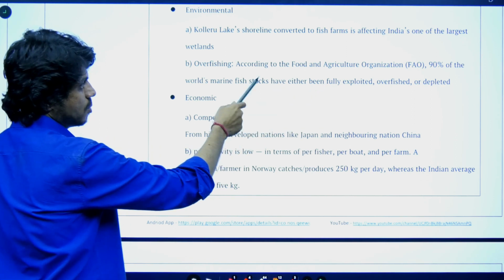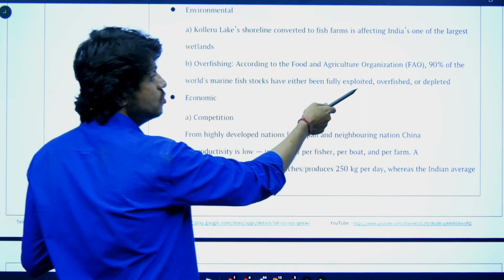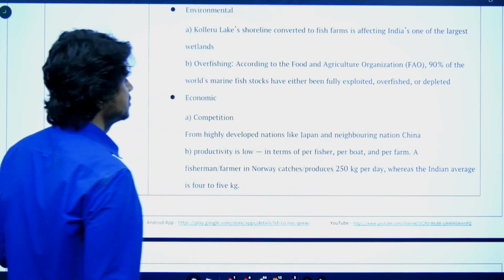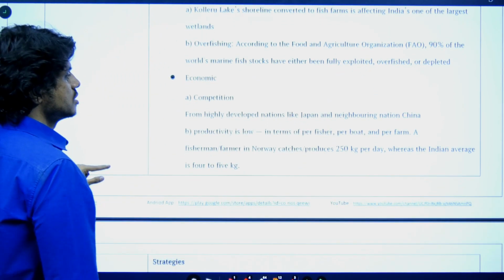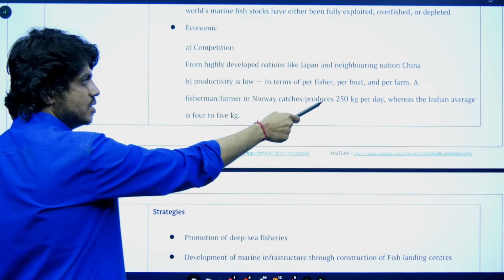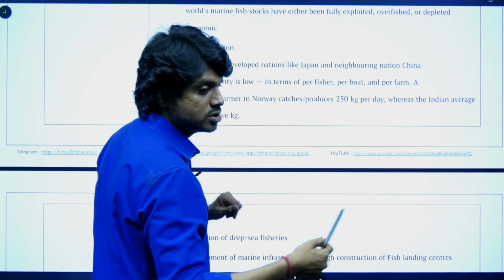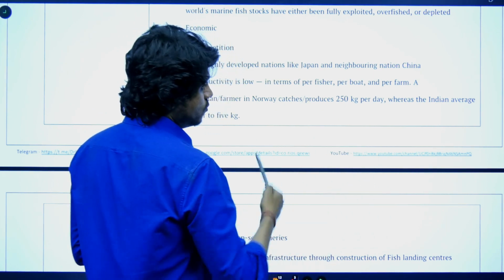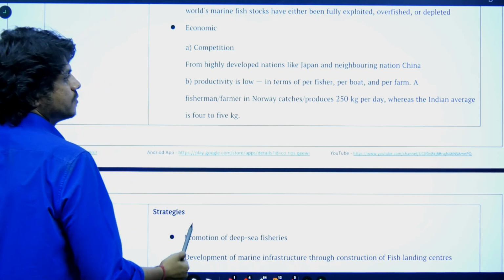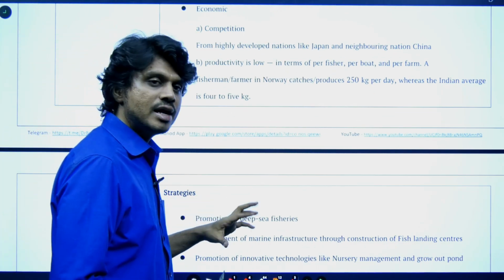Overfishing is also one of the problems. According to the FAO, 90% of the world's marine fish stocks have either been fully exploited, overfished or depleted. It's one more challenge. Then I have discussed the competition. Productivity is very low because of the efficiency. That's what I told you. We don't have enough technology, containers. We don't go for deep fishing. Most of the fishing of India is restricted to inland fishing.